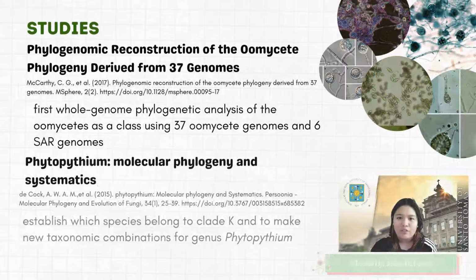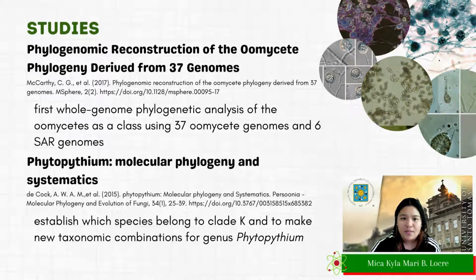The study entitled Phylogenomic Reconstruction of the Oomycete Phylogeny derived from 37 genomes was the first whole genome phylogenetic analysis for the oomycetes as a class. This utilized protein data from 37 complete oomycete genomes and 6 complete SAR genomes. The findings confirm Phytophytium's placement in the Peronosporales, the downy mildews' placement in the Phytophthora genus, and the topology of clades within the Pythiales order.